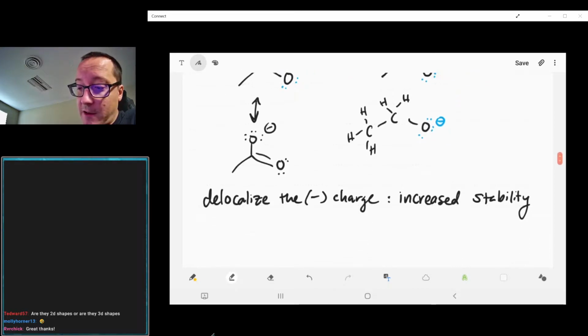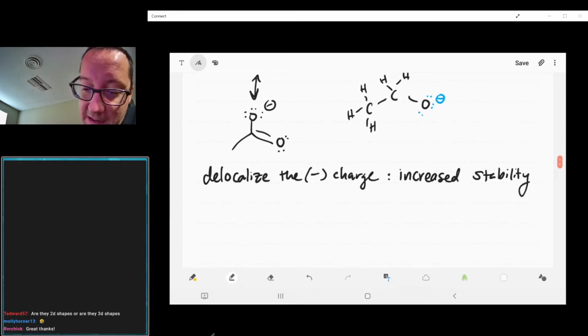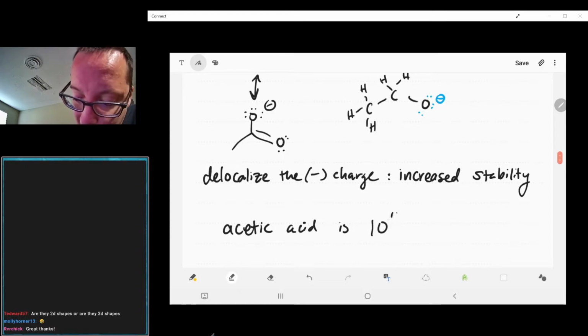And if we compare that, that is a 10 to the 10 difference. So acetic acid is more acidic than ethanol.